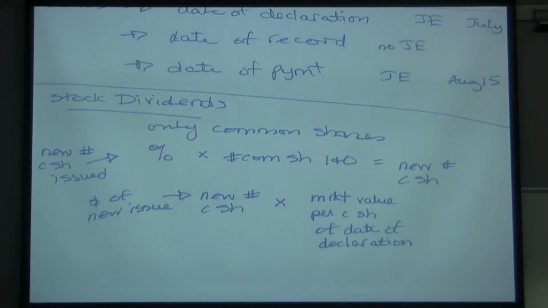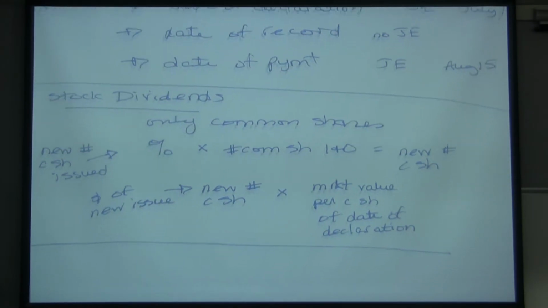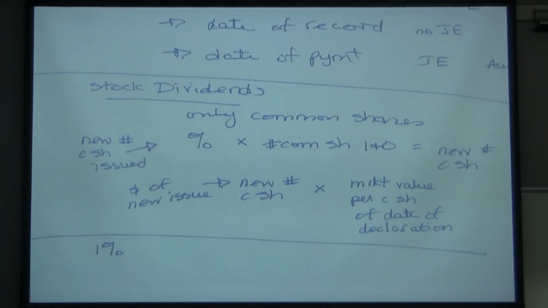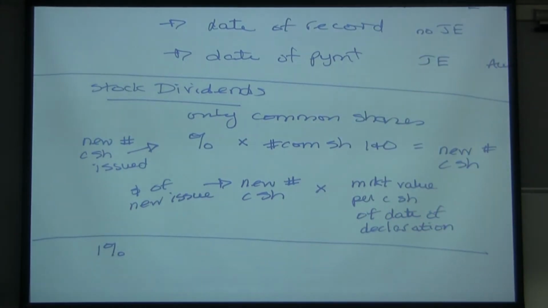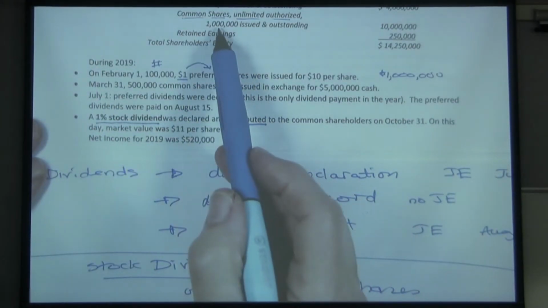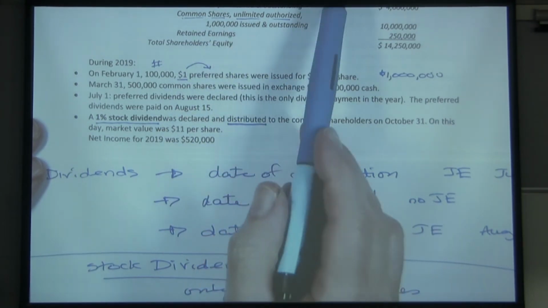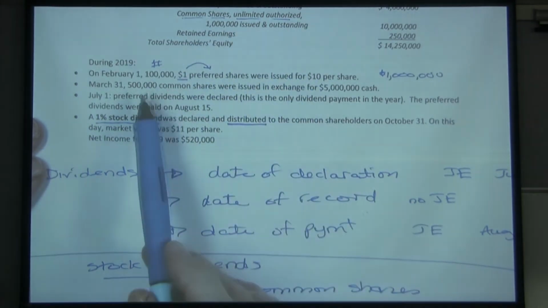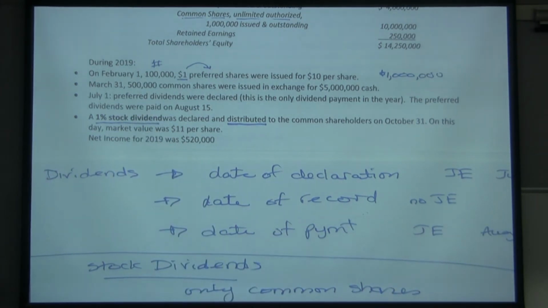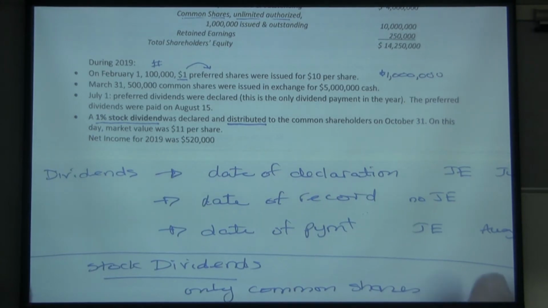So let's go back to our example. We have a 1% stock dividend in this case. So our 1% stock dividend was declared on October 31st. So we need to think about how many shares do we have on October 31st. So let's go back to the balance sheet. We started with 1 million shares at the end of the previous year of common shares. And we issued another 500,000 common shares. So altogether, we have 1.5 million common shares.